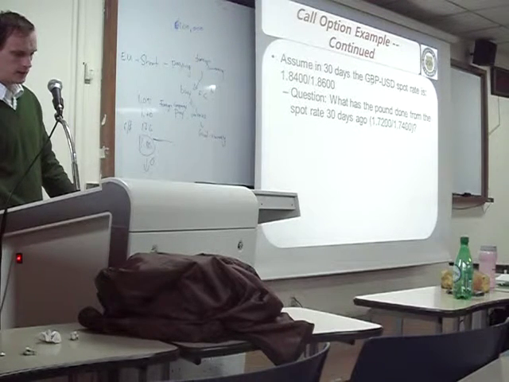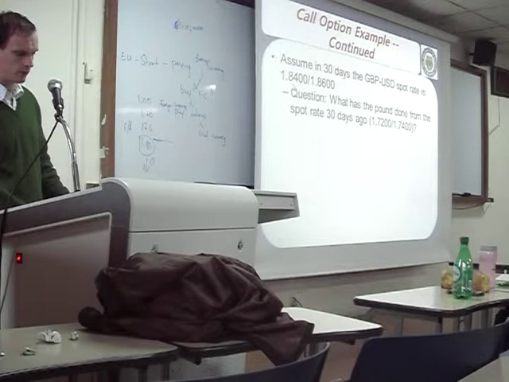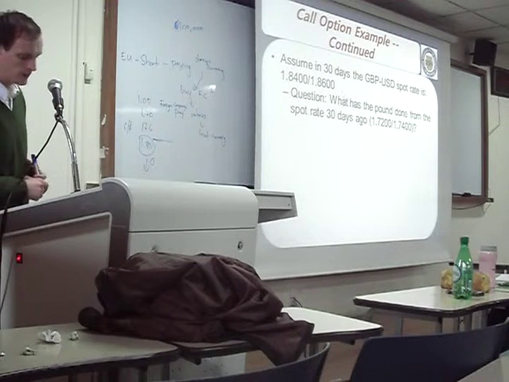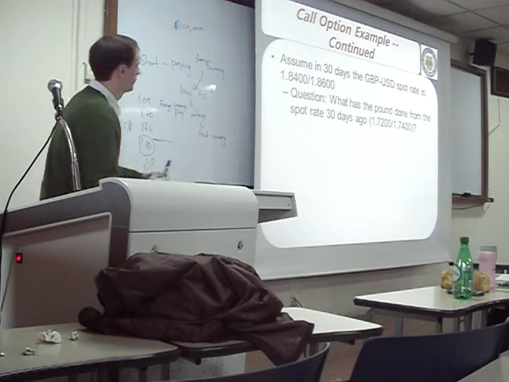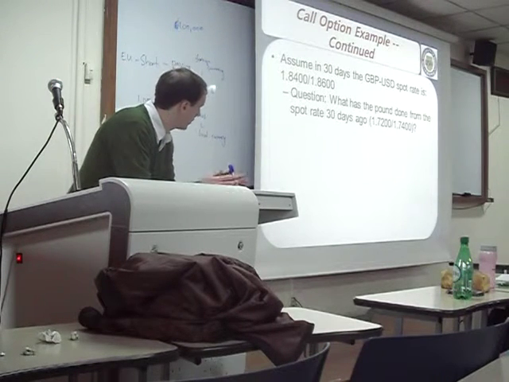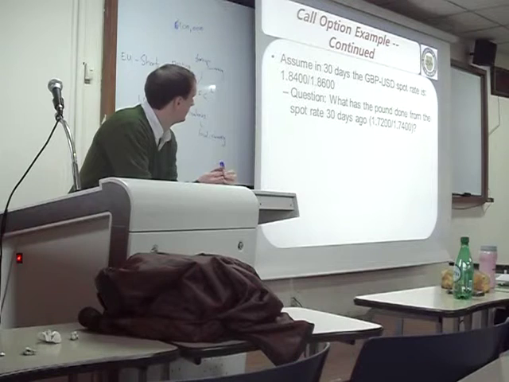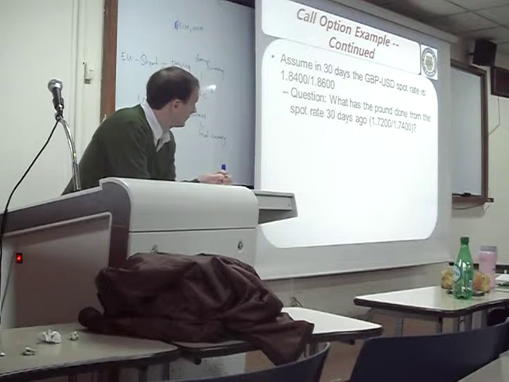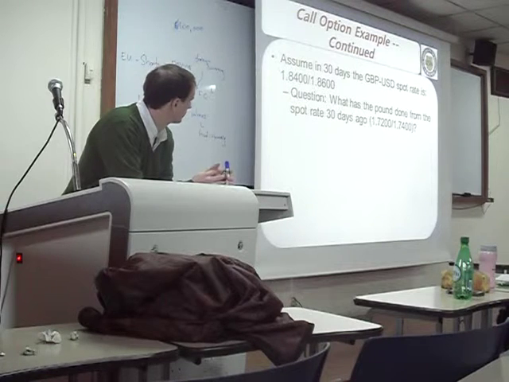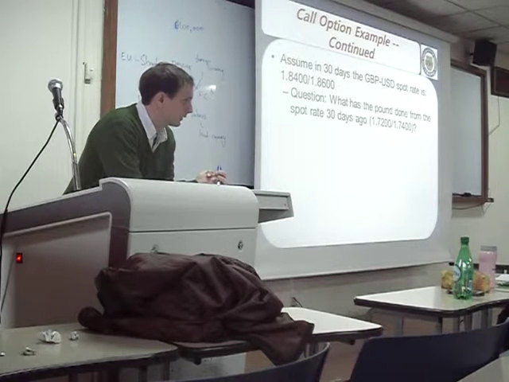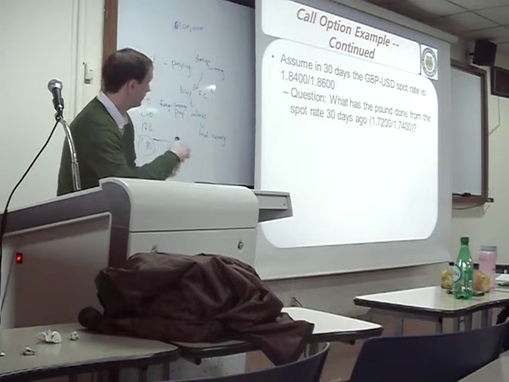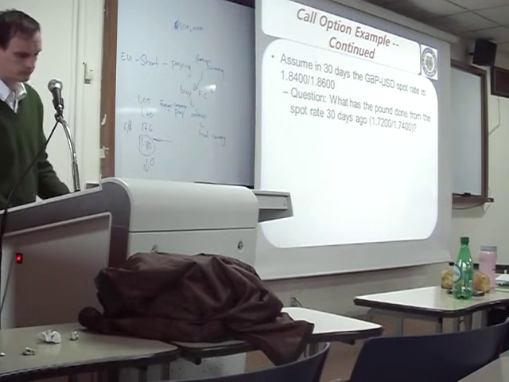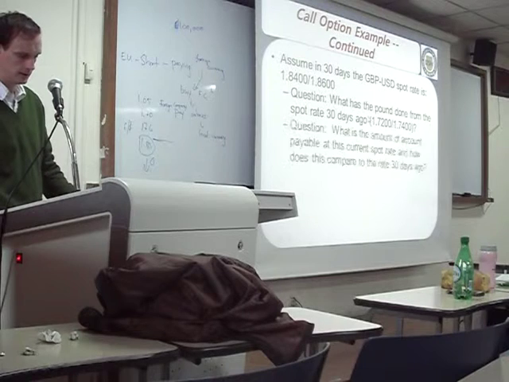So assume in 30 days the Great British pound to US dollar spot rate is 184.186. So this time we should be quicker. What has the pound done from 30 days ago? 30 days ago it was 172. In 30 days, it is 184. So what has happened to the pound? Okay, that was a quicker answer. Pound is the base currency, it's going up. So the pound got stronger, okay?